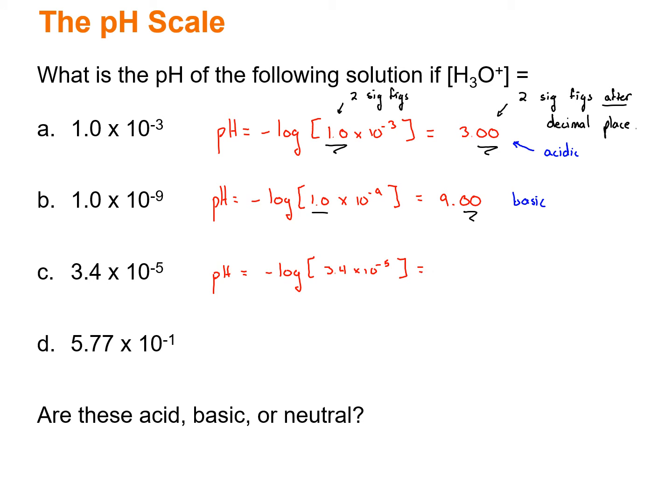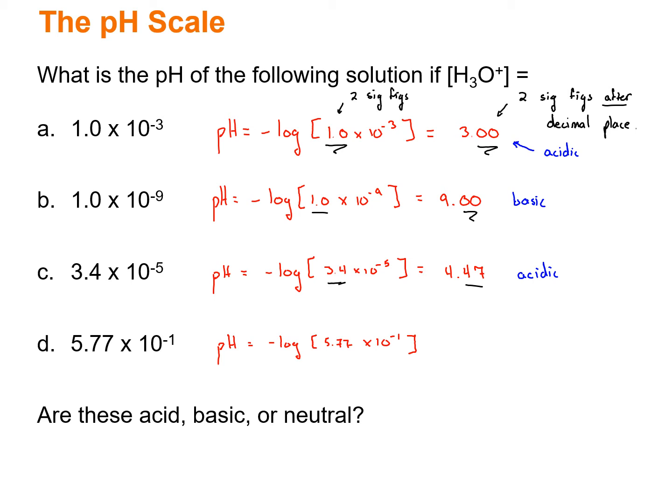The next one, we have 3.4 times 10 to the minus 5, plug it into our equation, and again we end up with 4.47. Since we had 2 sig figs in the concentration, we have 2 sig figs in the pH after the decimal. This should be an acidic solution since it's less than 7.